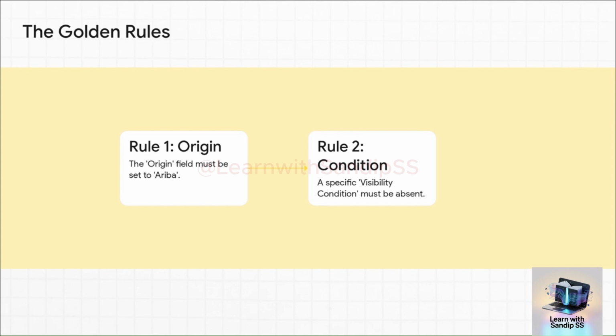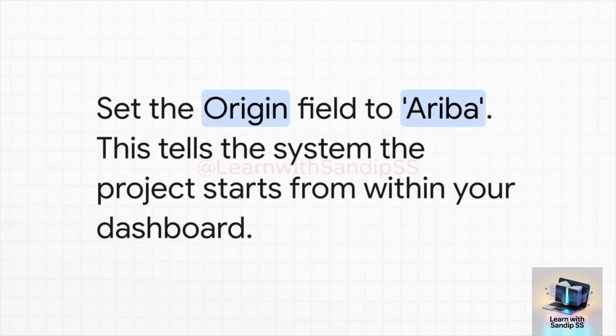Okay, here they are. First, the origin field has to be set to Ariba. Second, a very specific visibility condition needs to be completely gone, absent from the template. Let's take a closer look at what that actually means. Rule number one is pretty straightforward. Setting that origin field to Ariba is basically like putting up a giant signpost for the system. It clearly tells it, hey, this sourcing request is starting right here, inside the Ariba dashboard. That is the key setting that makes sure it even shows up for your users to select.